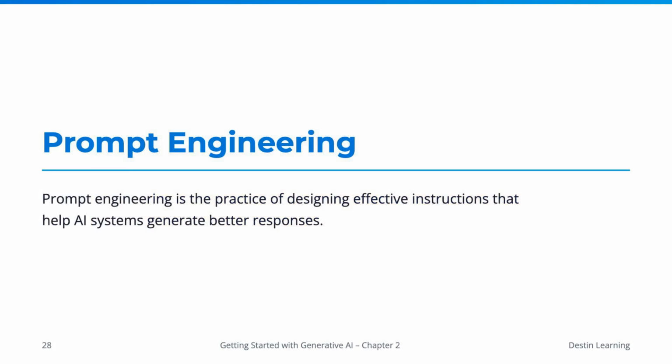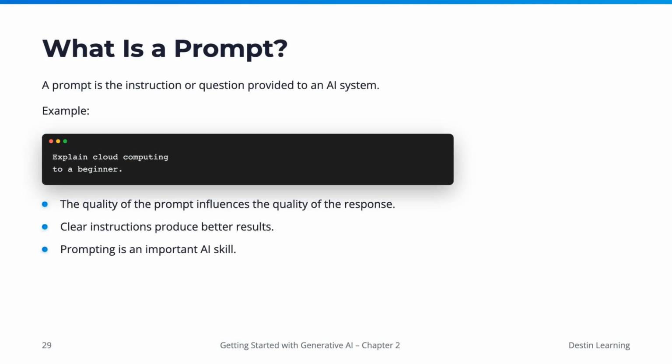Given the nuances of AI, it becomes essential to master prompt engineering. Prompt engineering is the practice of designing effective, clear, and precise instructions that you provide to an AI system. The goal is to help these AI systems generate better, more relevant, and accurate responses, making your interaction with AI far more productive. So, what exactly is a prompt? A prompt is simply the instruction or question that you provide to an AI system. For example, a basic prompt might be, "Explain cloud computing to a beginner." It's crucial to understand that the quality of your prompt directly influences the quality of the AI's response. Clear, well-structured instructions invariably produce better results. Therefore, mastering prompting is an increasingly important AI skill for anyone looking to effectively utilize these powerful tools.